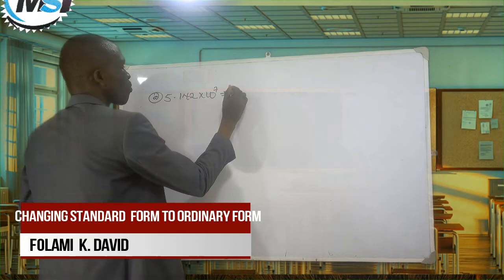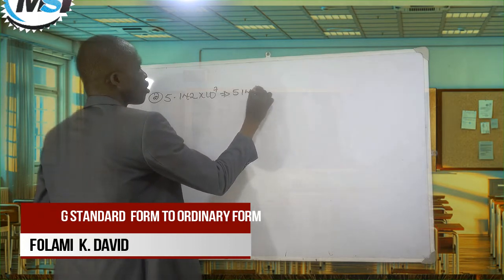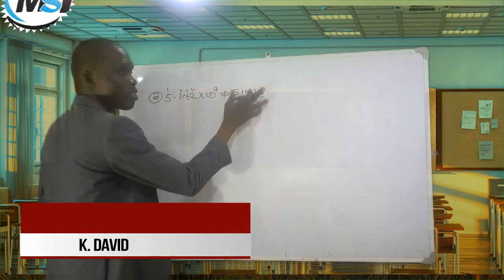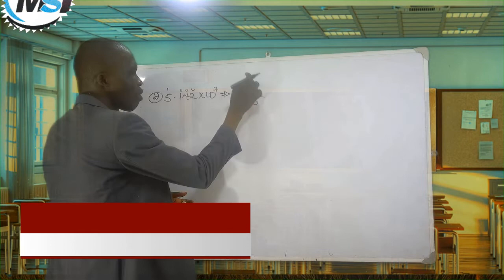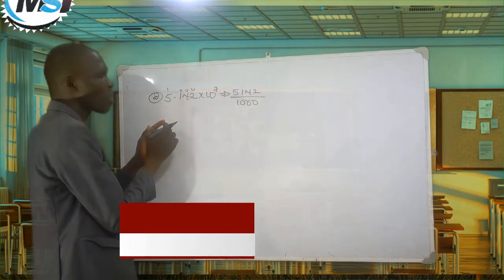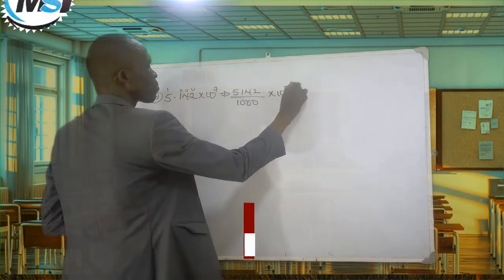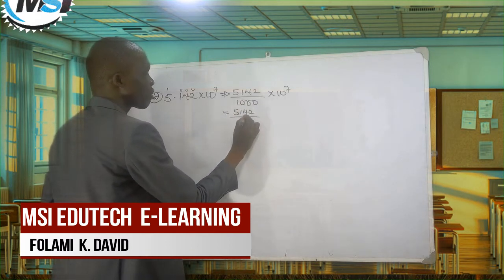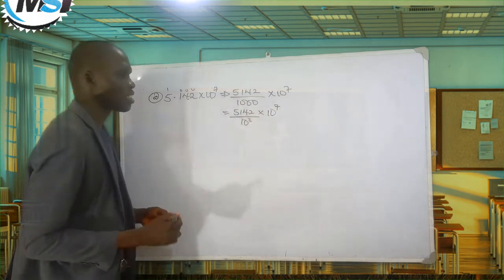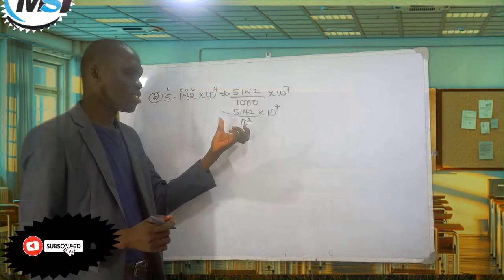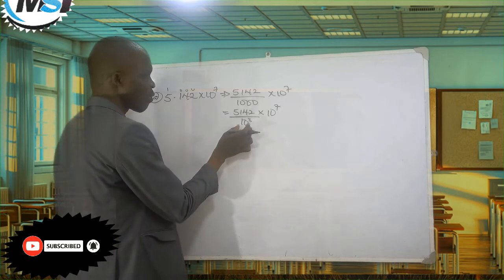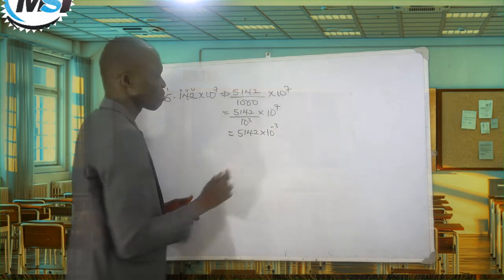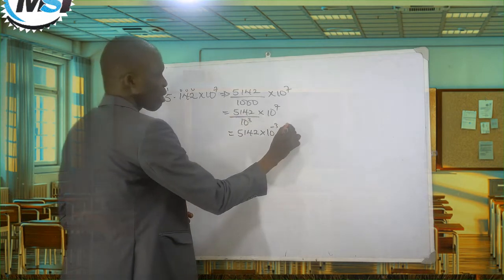This will give us 5.142 divided by 1000 divided by 1000. Remember, even without pressing the calculator, you know that 5.142 divided by 1000 will still give you 5.142, multiplied by 10 raised to power 7. Now from here we can have 5.142 divided by 10 raised to power 3, multiplied by 10 raised to power 7. Now, when you get here, you need to be very careful. Here we have 5.142 multiplied by 10 raised to power minus 3, because of this fraction, multiplied by 10 raised to power 7.